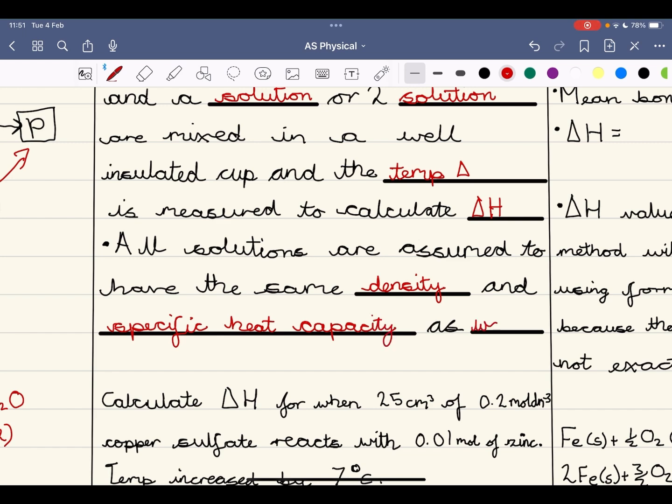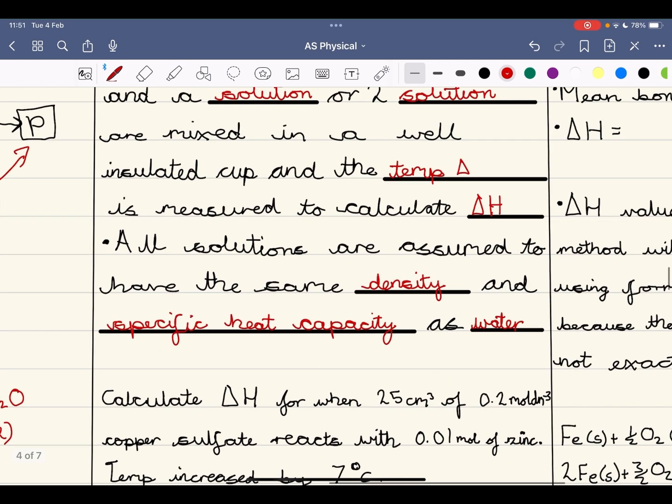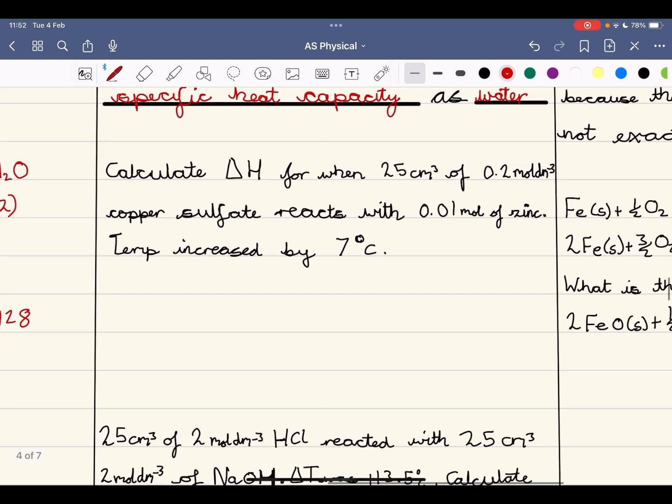As water. So here there's an example for us to try. Calculate the enthalpy change when 25 cm³ of 0.2 mol/dm³ copper sulfate reacts with 0.01 moles of zinc. The temperature increase is 7 degrees.